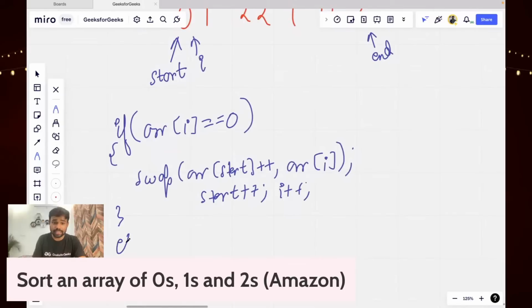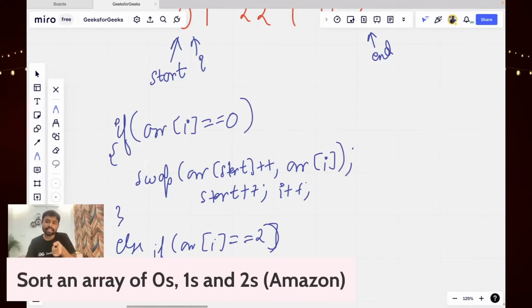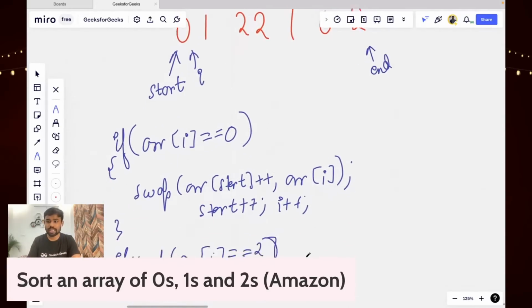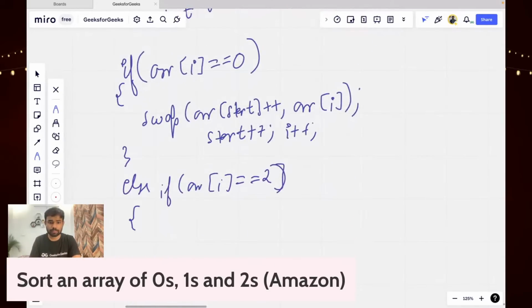Else, in the else case, if our character is 2, now tell me guys, if our character is 2, then what will we do? Quickly tell me. If our character was 0, then we swapped it with start and i. If our character is 2, then what will we do here? Swap arr of end and arr of i.